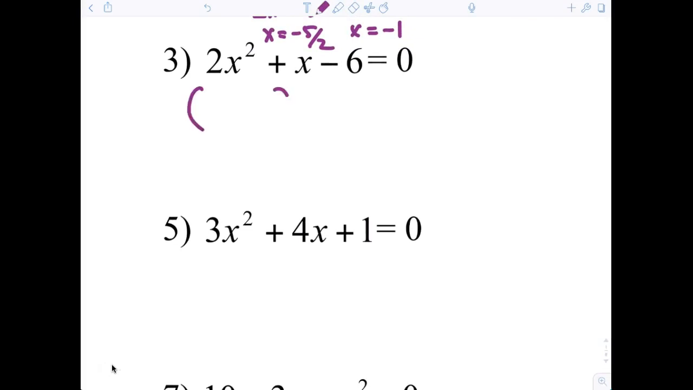Two sets of parentheses. And now, Connor, here's where you're deciding if you know what we're doing, right? You're factoring. So I'm going to ask you to tell me what your factors are. What are we doing? Go ahead, finish, and then tell me. 2x and x. Good.